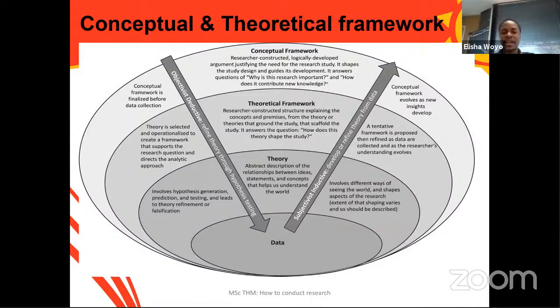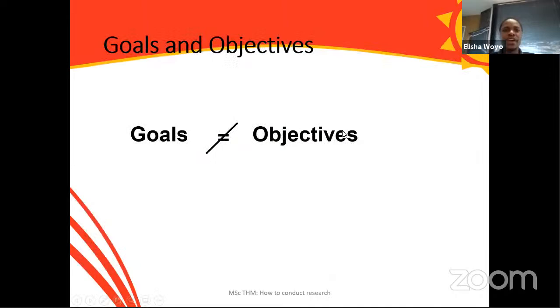So I thought maybe I should have added this to this lecture. Goals are not objectives. Then the challenge is Regis is not here. So I would have wanted to have confirmed this. Universities are different.